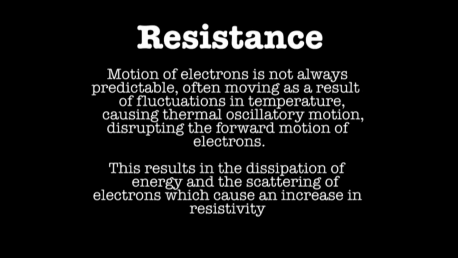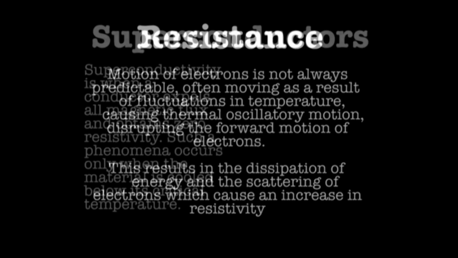Motion of electrons is not always predictable, often moving as a result of fluctuations in temperature, causing thermal oscillatory motion, disrupting the forward motion of electrons. This results in the dissipation of energy and the scattering of electrons, which cause an increase in resistivity.